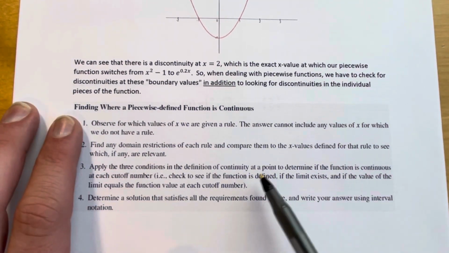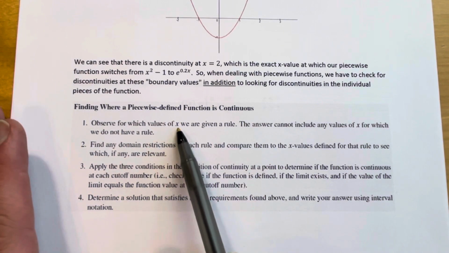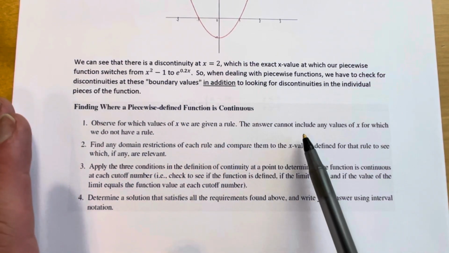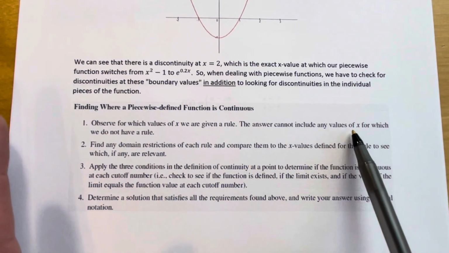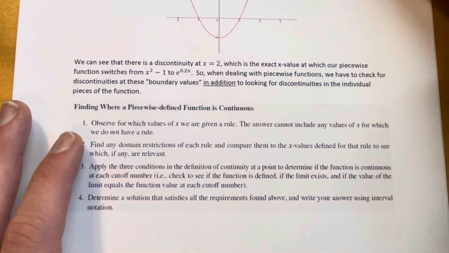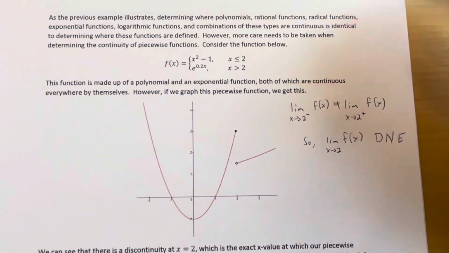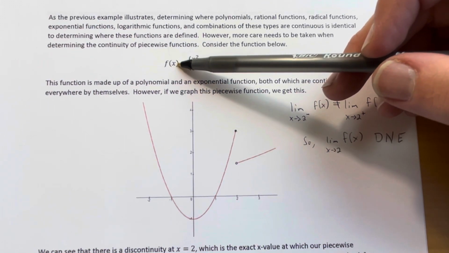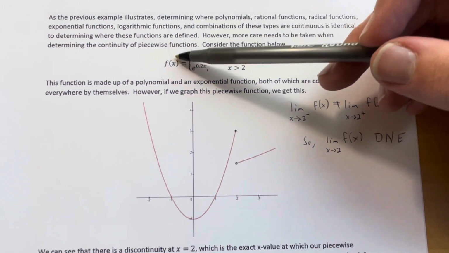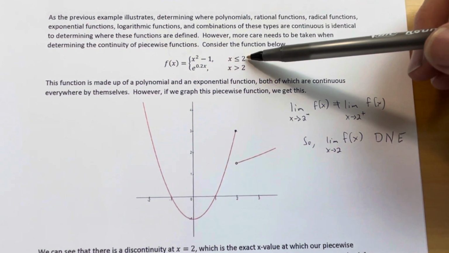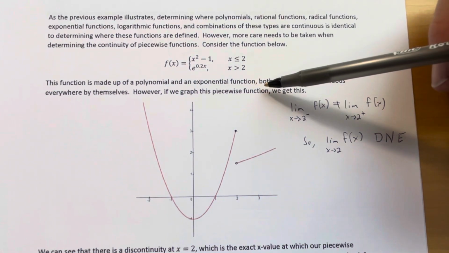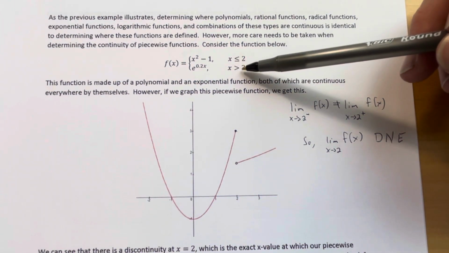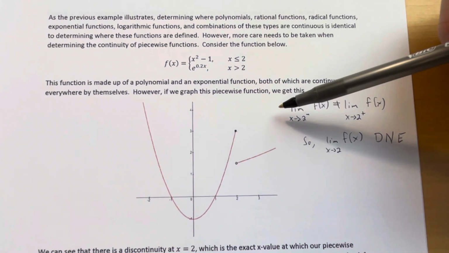4 steps. So first, observe which values of x we are given in a rule. An answer cannot include any values of x for which we do not have a rule. Here's what that means. Up here, I can plug any real number I want into this piecewise function because any number that I plug in will satisfy one or the other of these two conditions. Every real number is either greater than 2 or less than or equal to 2.